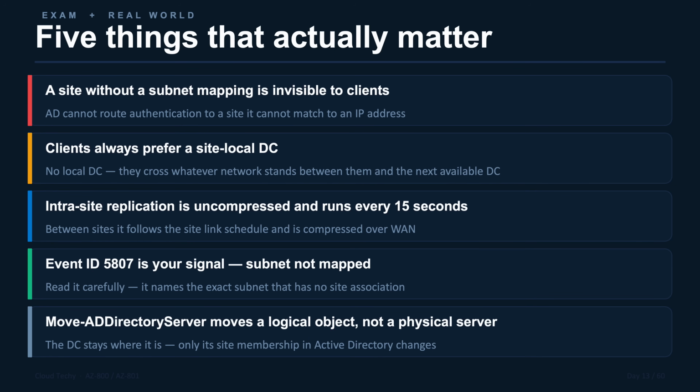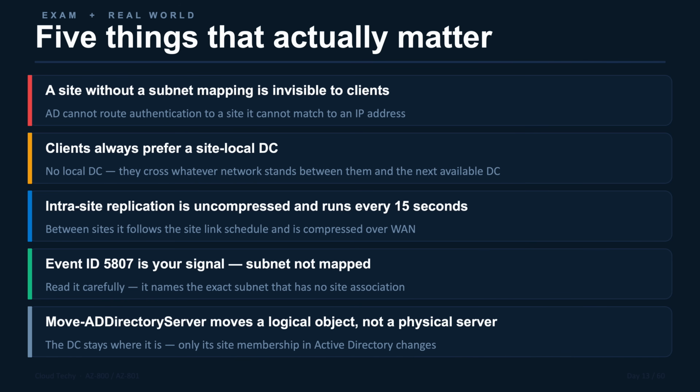5 things to carry from this video, and these come up in the AZ-800 exam and they come up in production. First, a site without a subnet mapping does nothing. You can have the site, the DC, the site link. None of it matters if the subnet is not mapped. The directory cannot place clients in a site it cannot identify from their IP address.